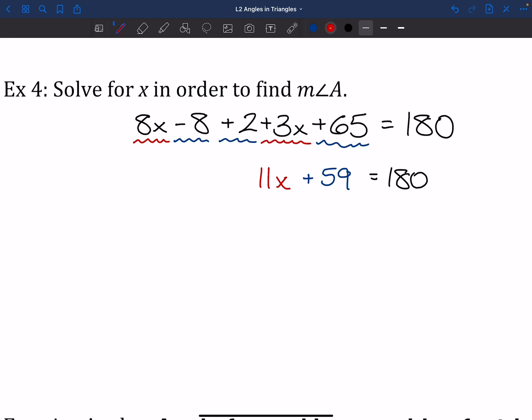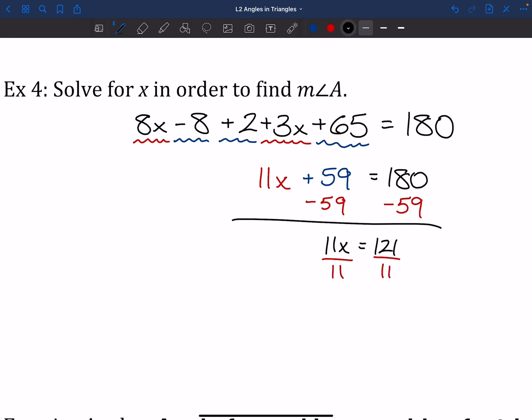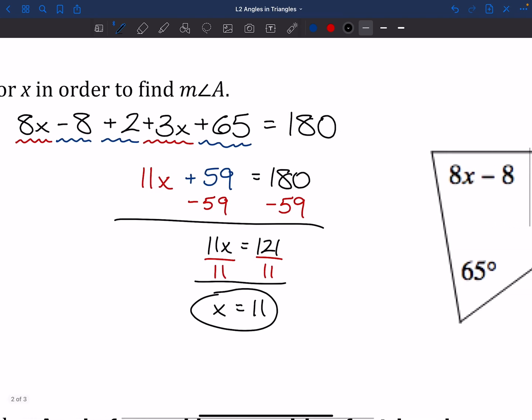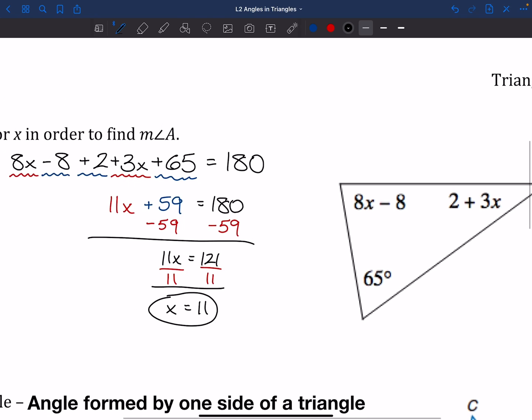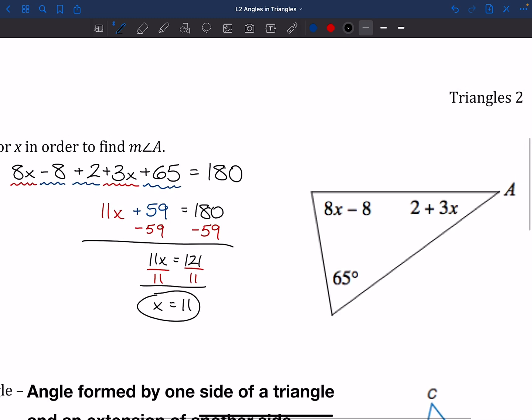Right? After this, we're almost there. We just got to subtract 59 from both sides. Get that 11x equals 121. And then divide by 11 to get rid of that. All right, so x is going to be 11. Right? And again, once we get that x is 11, that's really the most important part, right? That's what we're mostly going for, is how can I set this up? Can I set it up and then also solve it, right?